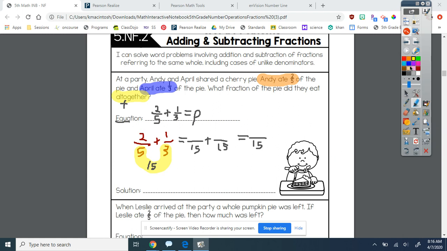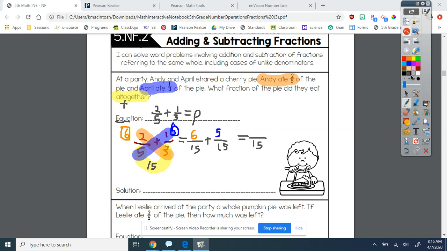Now I'm going to use that butterfly part. Find out what Andy ate in 15ths by multiplying up this way, which means Andy ate 6/15. We'll find out what April ate by multiplying up this way. 5 times 1 is 5, which means April ate 5/15. When I rewrite that, I just have to fill in these numbers I found as my numerators now. Got 5 for April, so 5/15.